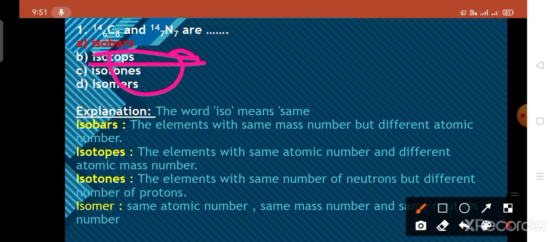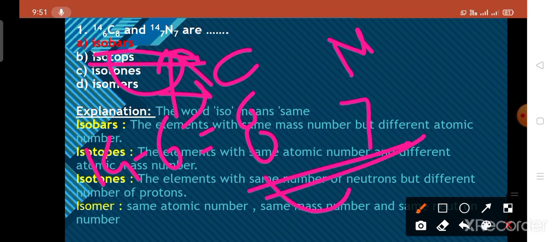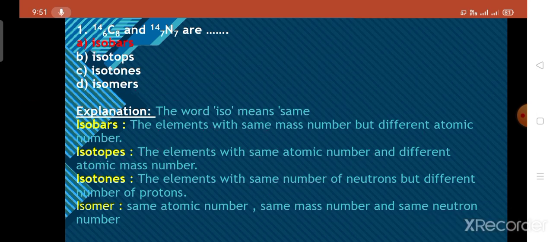but the number of protons in carbon is 6 and the number of protons in nitrogen is 7. With the help of the mass number and the atomic number, we can calculate the number of neutrons. So here 14 minus 6 is equal to 8. The number of neutrons in carbon is 8 and the number of neutrons in nitrogen is 14 minus 7, which is equal to 7. So the number of neutrons is also different between carbon and nitrogen.